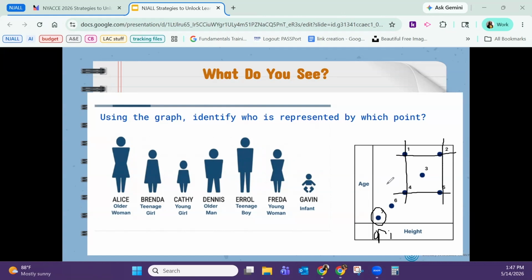Any questions or comments about how to do a what do you see? You could even layer it into other routines, but what do you see is literally just that. Give them part of the thing, force them to pay attention to what they see, and now take what they saw and give them the opportunity to use structure with what they saw. Hence, look for and make use of structure. Questions, thoughts?